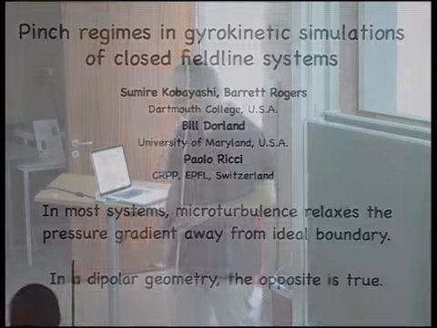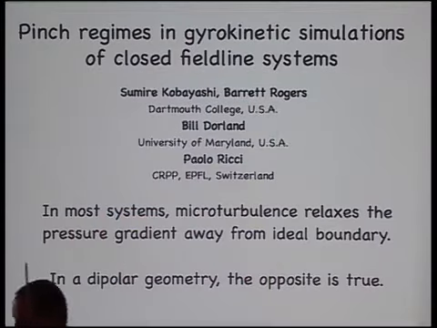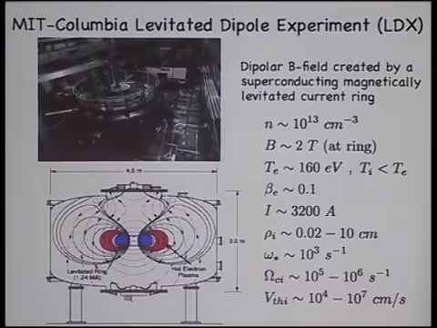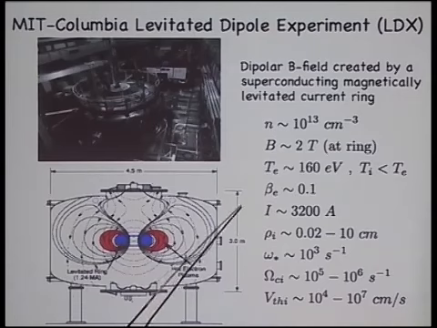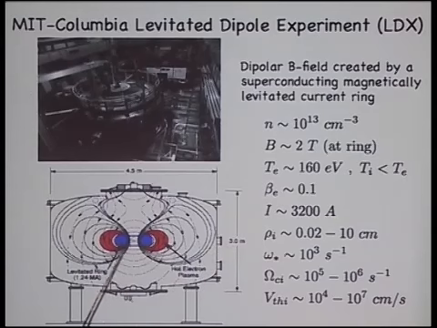What we're looking at is turbulence in something called the levitated dipole experiment, which is kind of interesting. It's at MIT. It's 4.5 meters across, 3 meters high. It's got a superconducting magnetically levitated current ring that generates a dipolar magnetic field, and they've just started getting solid results. It hasn't been that long since they finally successfully levitated the current ring.